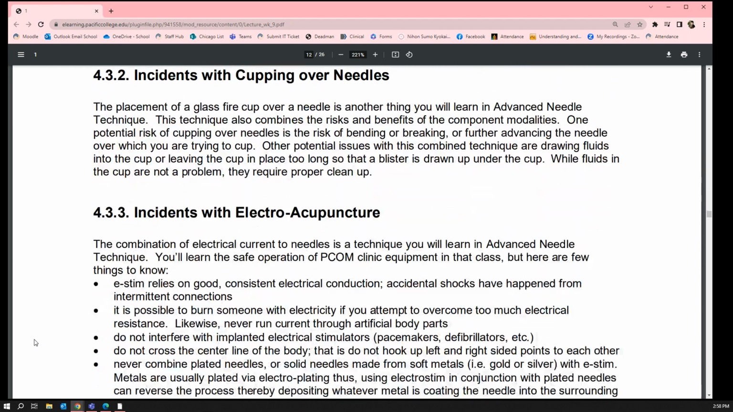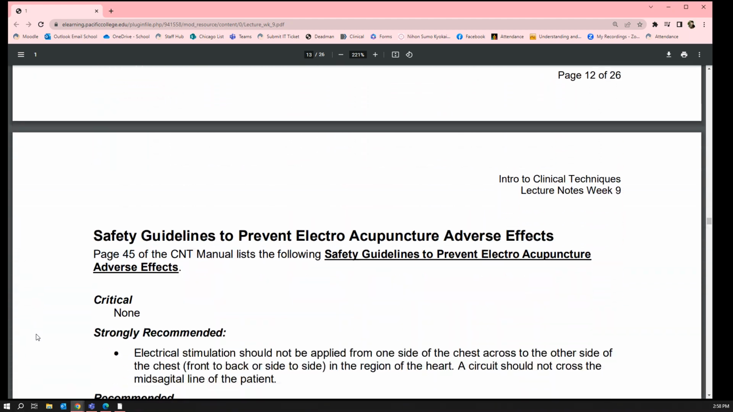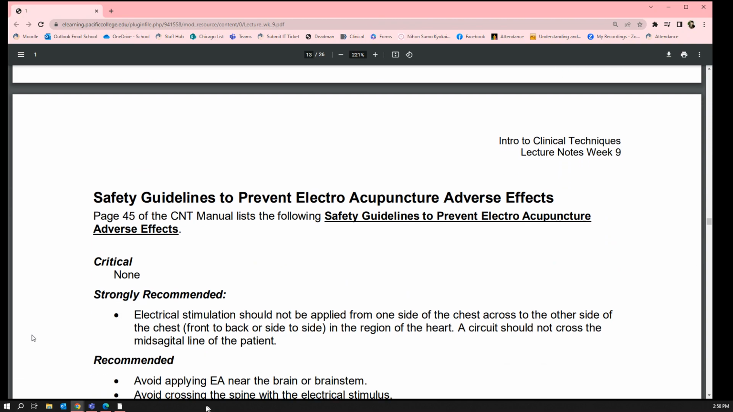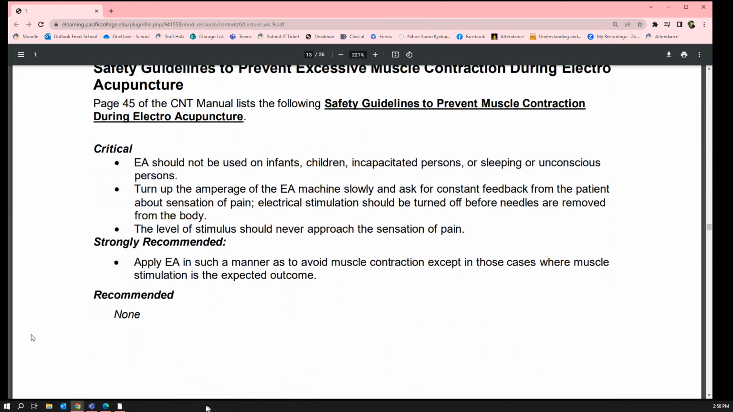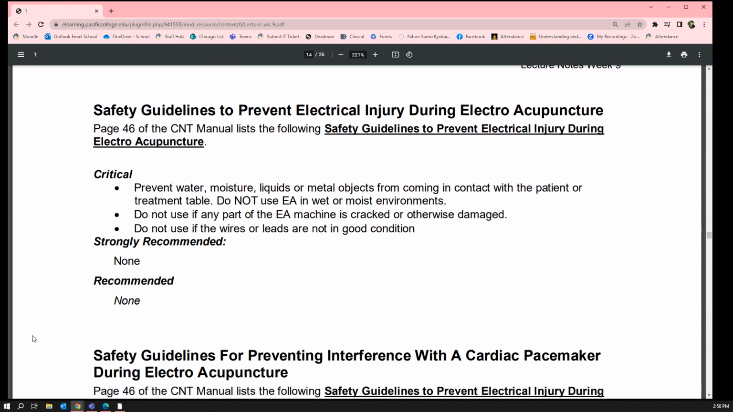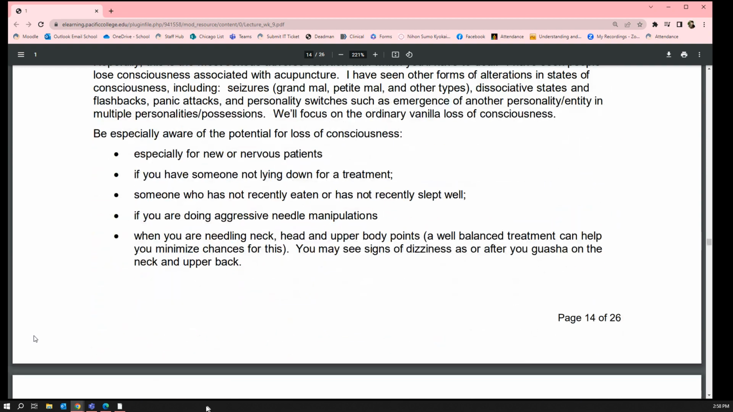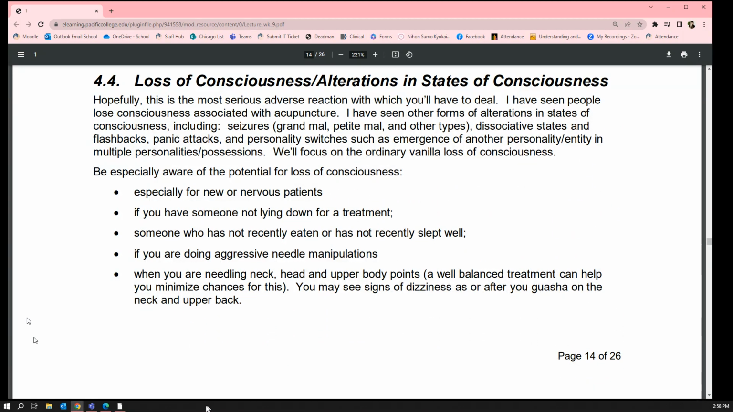You want to read this on your own just so that you know. It is very valuable information, but you will get education on this in advanced needle tech when you actually learn how to combine these modalities. So I leave this in here because I want you to read it, but we're not going to spend any time actually talking about it.